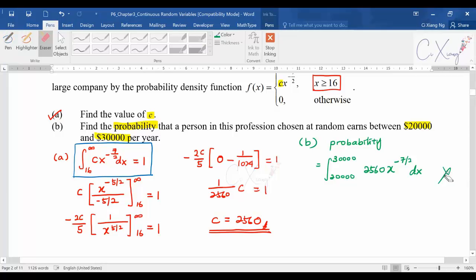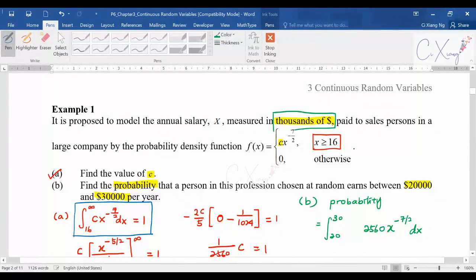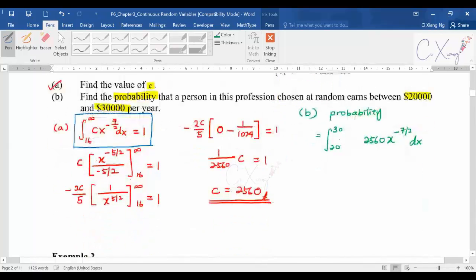For the integration, you shouldn't put 20,000 until 30,000. You should put only 20 until 30. Again, why? Please look at the question on top also. They tell you that it is measured in thousands of dollars. So that means 16 means 16,000 already. So if they're asking for 20,000 to 30,000, that means when you do the integration, it should be 20 to 30 only.